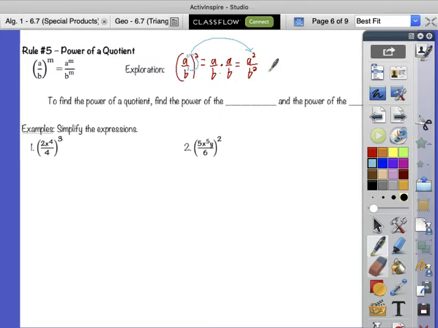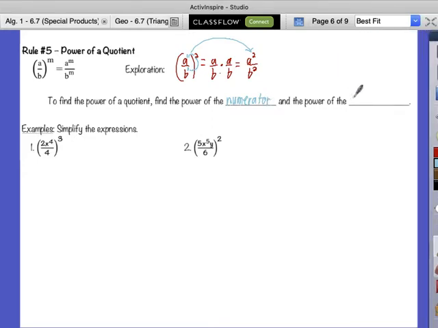So, to find the power of a quotient, you find the power of the numerator, which if we remember is the top of the fraction, and the power of the denominator, which is the bottom of a fraction. Numerator is the top, denominator is the bottom, right? So let's practice by simplifying these expressions.